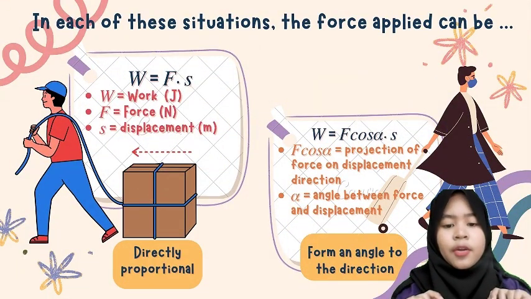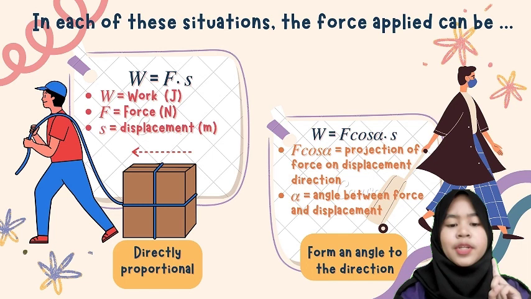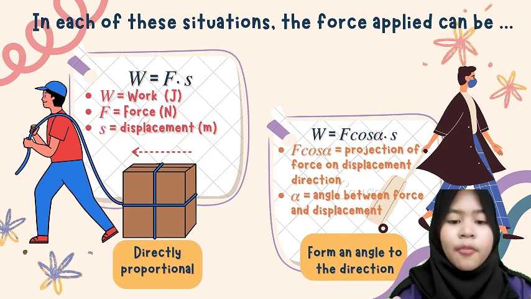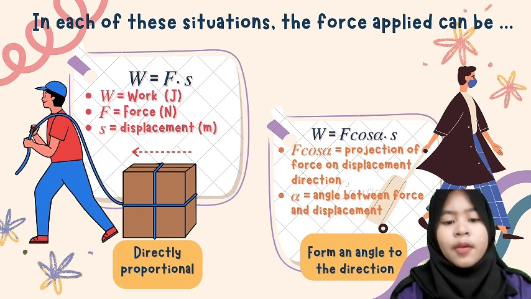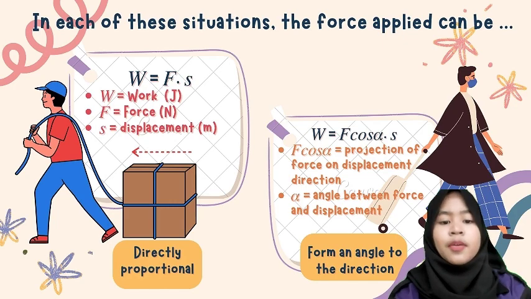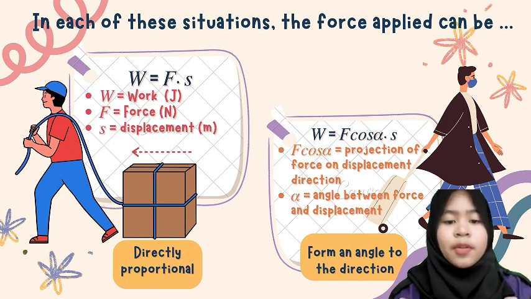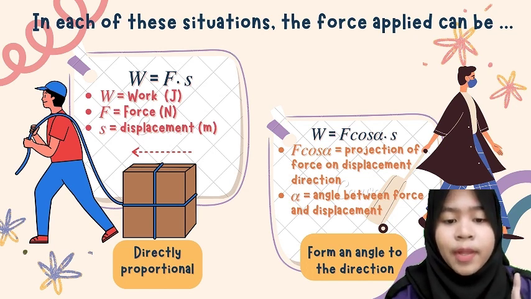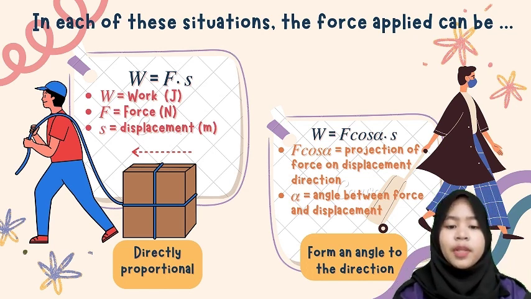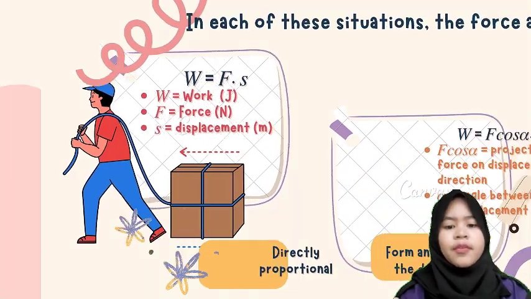In this context, there are two conditions described in physics. The first one is when the force is in the same direction as the displacement, and mathematically the work is formulated as W equals F times S. W is work in joules, F is the force in newtons, and S is the displacement in meters. The second one is when the force is applied at an angle to the object. Physically, the dot product between two vectors, the force vector and the displacement vector, means the projection of the force in the direction of displacement.